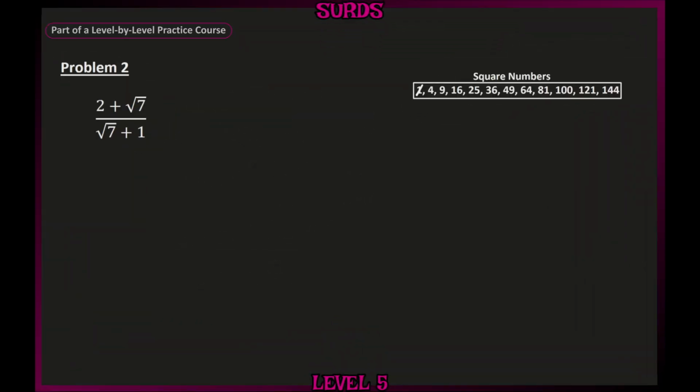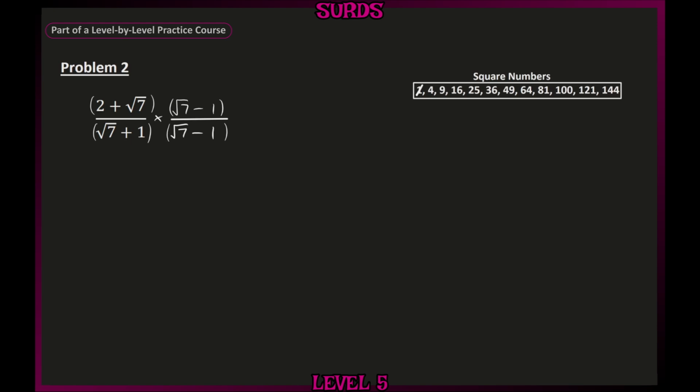In problem 2, we're rationalising and simplifying 2 plus root 7 over root 7 plus 1. Again here, to rationalise, what we need to do is multiply the top and bottom of this fraction by the conjugate of the denominator. And this means that we take the original denominator and we just change the sign. So it becomes root 7 minus 1. And we need to do exactly the same on the numerator to keep the fraction equivalent. And again, I'm going to put each of these pairs into brackets so that we expand correctly.